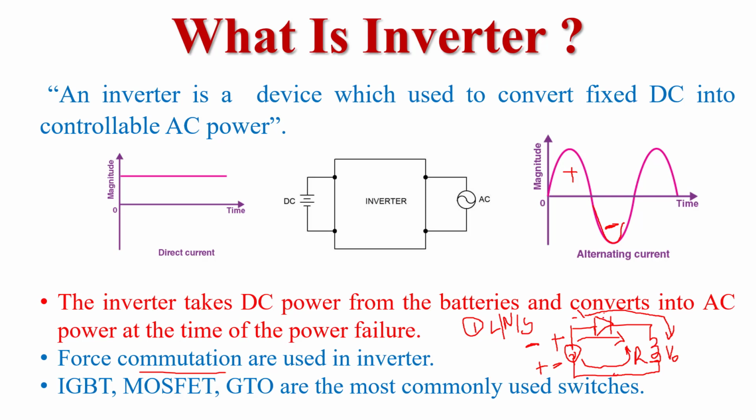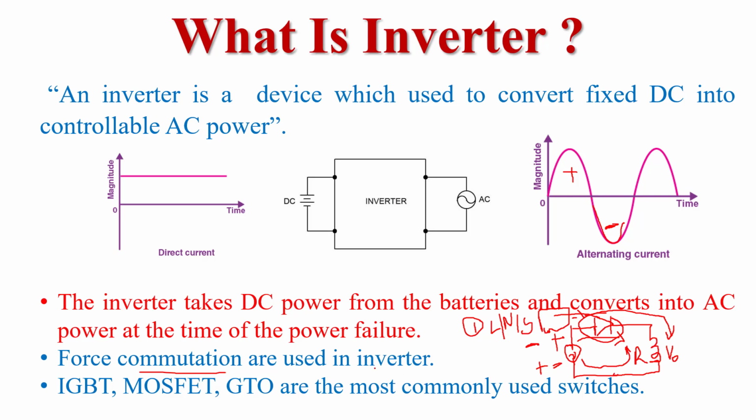But if in place of this diode we use some other device that is not commuted during the negative half cycle, what do we do? We use an external circuit to turn off this device. This external circuit is called a force commutation circuit. This circuit will forcefully turn off this device. So this is called force commutation.